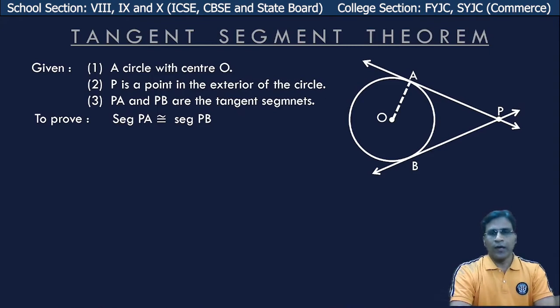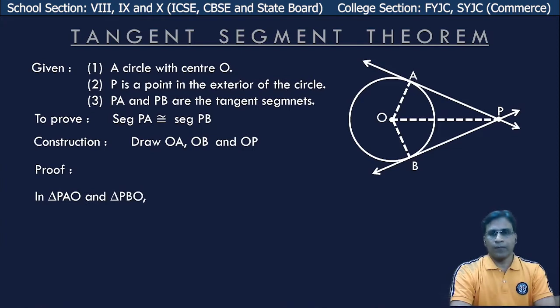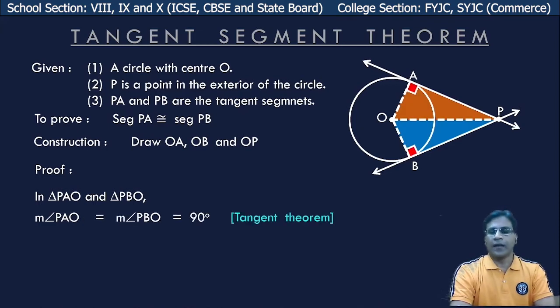We'll join OA, OB and also OP. Now because of this, we get two triangles. Which two triangles do we get? We get triangle OAP and triangle OBP. Now if you observe, OA is a radius, AP is a tangent segment. So angle OAP has to be 90 degrees. Same way, angle OBP will also become 90 degrees. And the reason is tangent theorem.